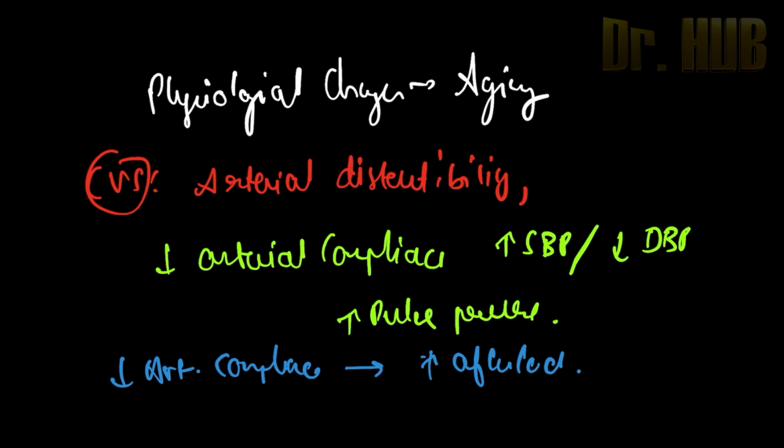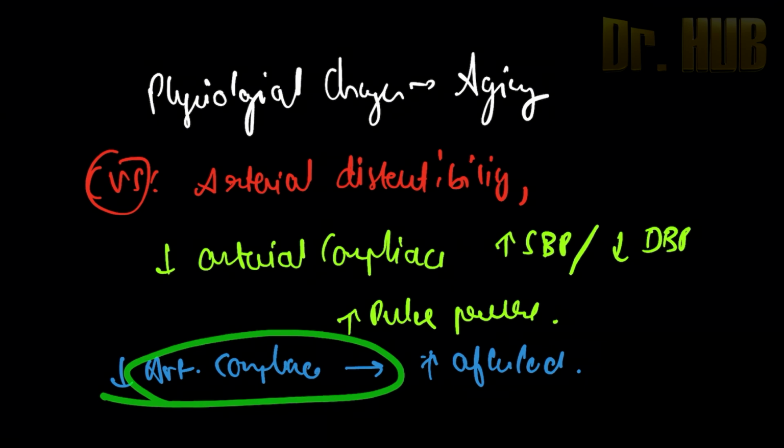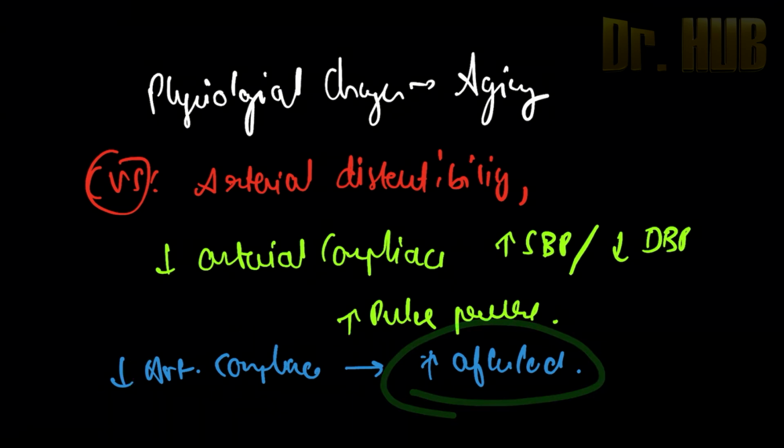So to recap, we saw in CVS there is decrease in the arterial distendability, there will be decrease in the arterial compliance as well as increase in the SBP and the decrease in DBP. The pulse pressure will increase and there will be a decrease in the arterial compliance, which leads to the increase in the afterload.